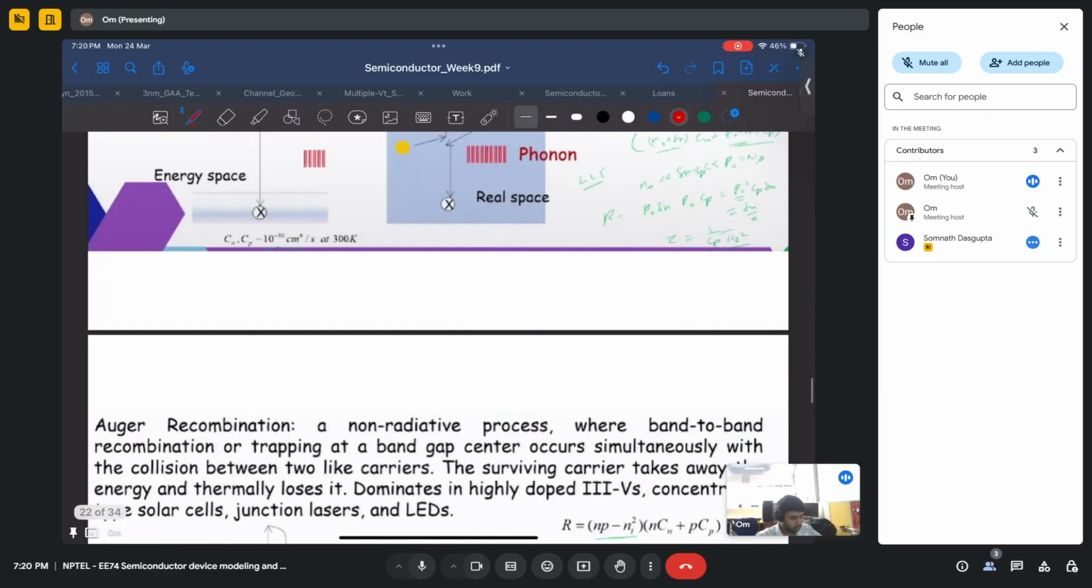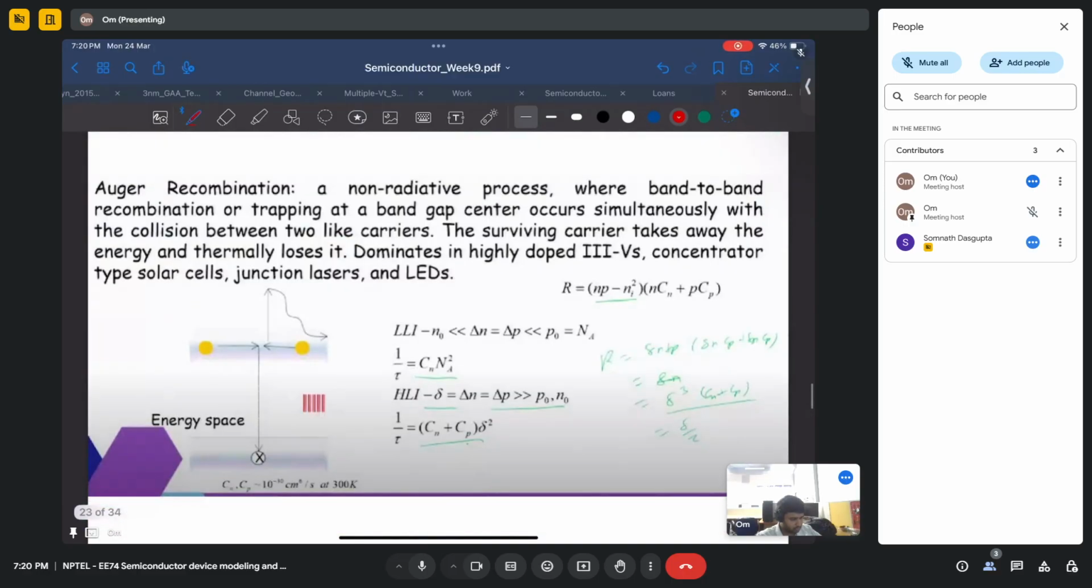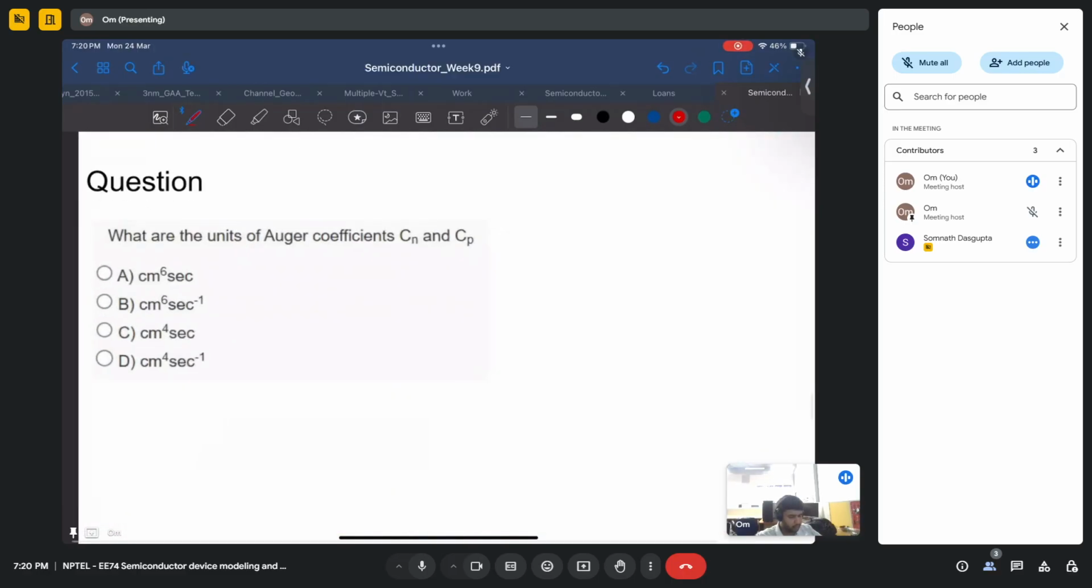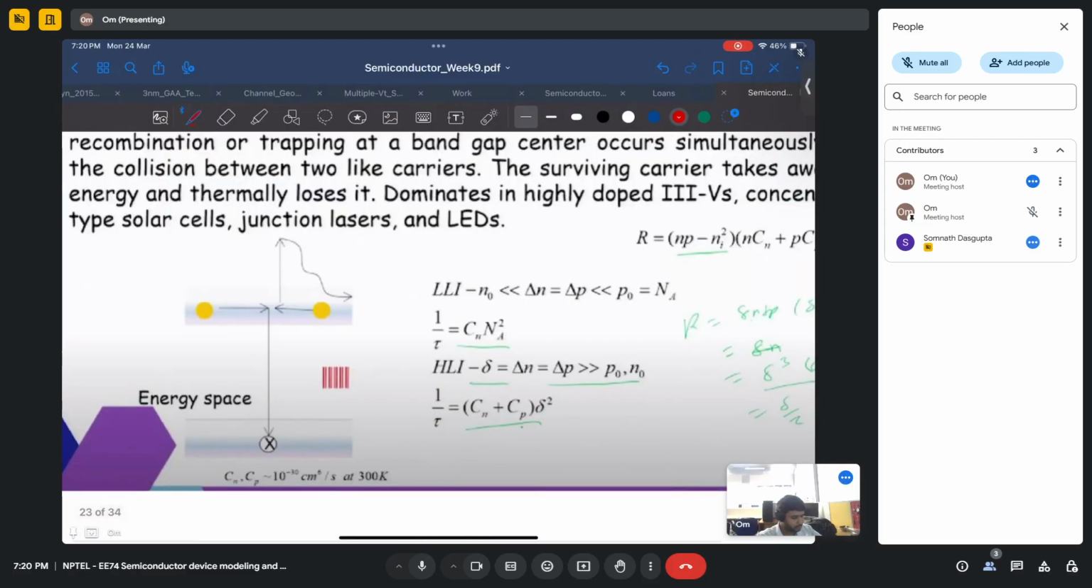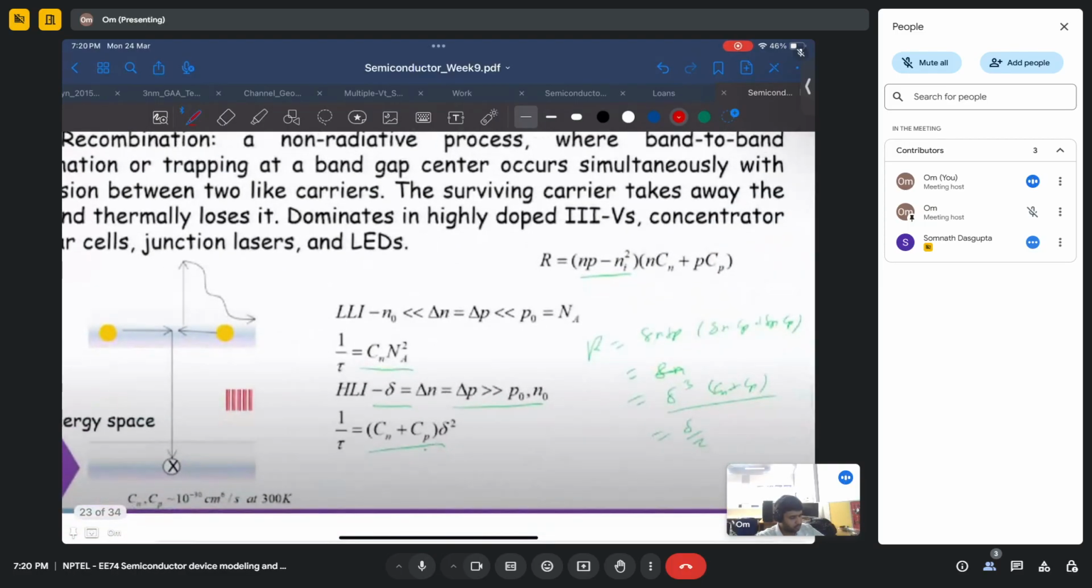All right, so next question. What are the units of Auger coefficient Cn and Cp? Now first we need to see what Auger coefficients are. So this is how the Auger recombination is defined. They are just again some coefficients Cn and Cp here.